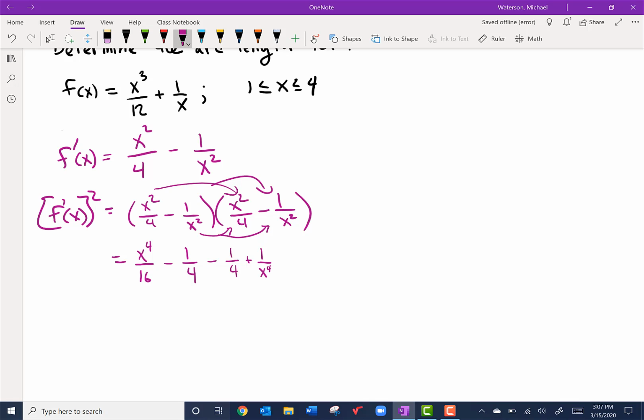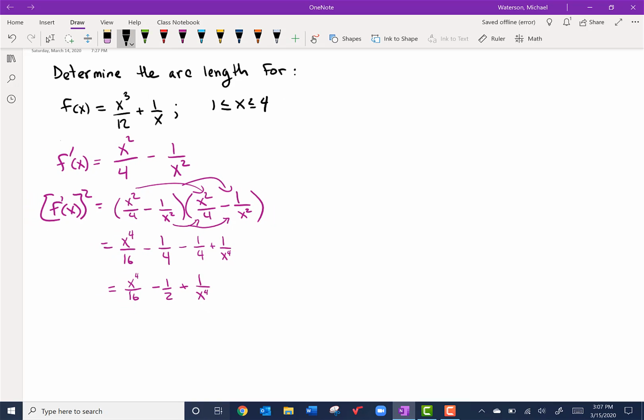Well, if we combine our like terms, it looks like we have x to the 4th over 16 minus 1/2 plus 1 over x to the 4th. Hey, if that was x squared over 4 plus 1 over x squared, the only difference with the bottom would give you a plus 1/2. Keep that in mind.